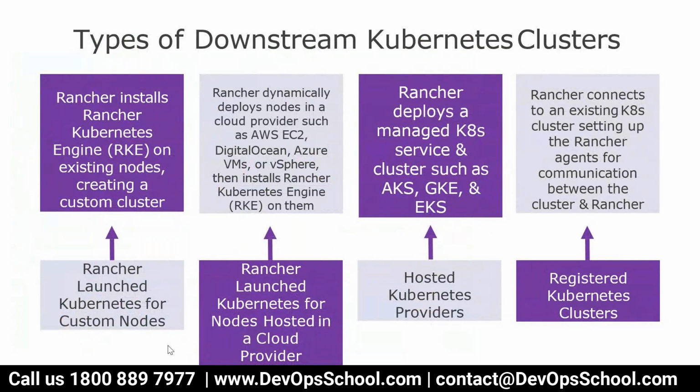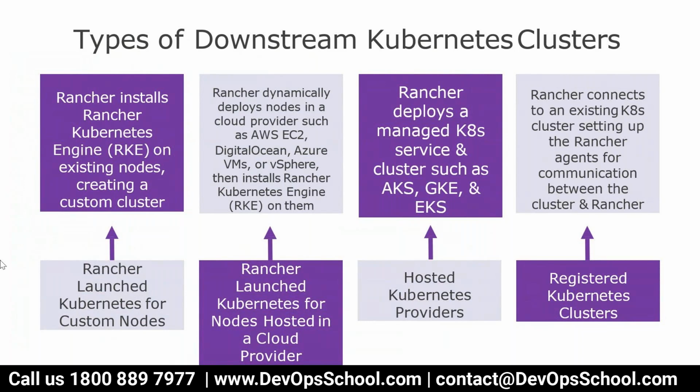Okay, so here are the types of downstream Kubernetes cluster. Step number one, Rancher installs Kubernetes engine RKE on existing nodes, creating a custom cluster. That means you can use RKE to create a cluster, and that is downstream. The second thing is Rancher launching Kubernetes for nodes hosted on a cloud provider. Hosted Kubernetes providers like GKE, EKS, AKS and others can be used also.